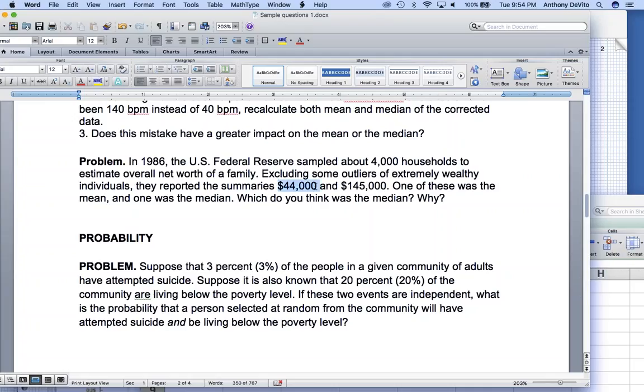I would think this would probably be the median, right? Because if you're going to have some people that have very high incomes, they are going to pull the mean upwards, where the median would actually represent the middle value for all of the different values. Yeah, I would predict that that's the mean, and this is the median as well.